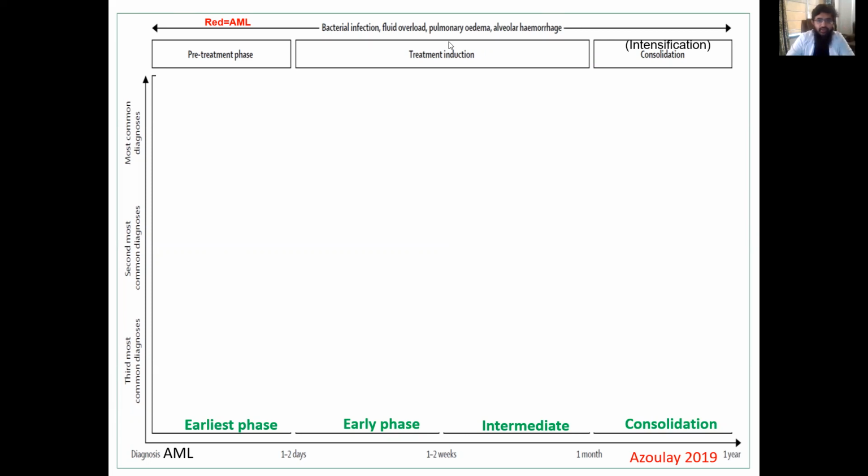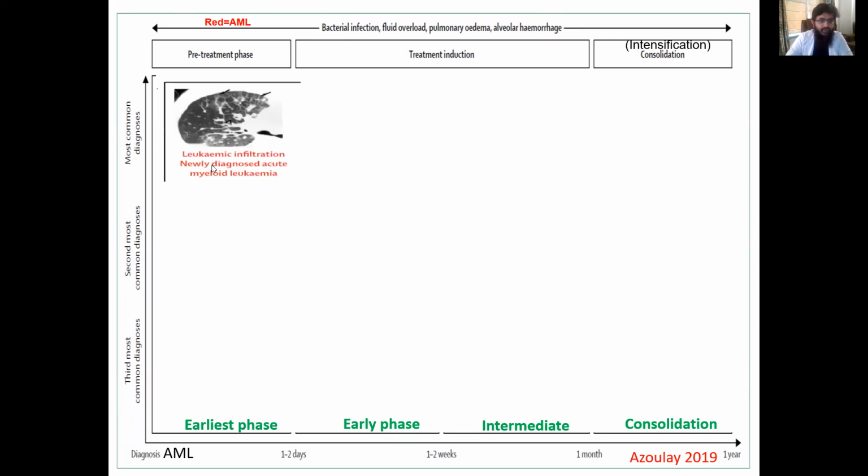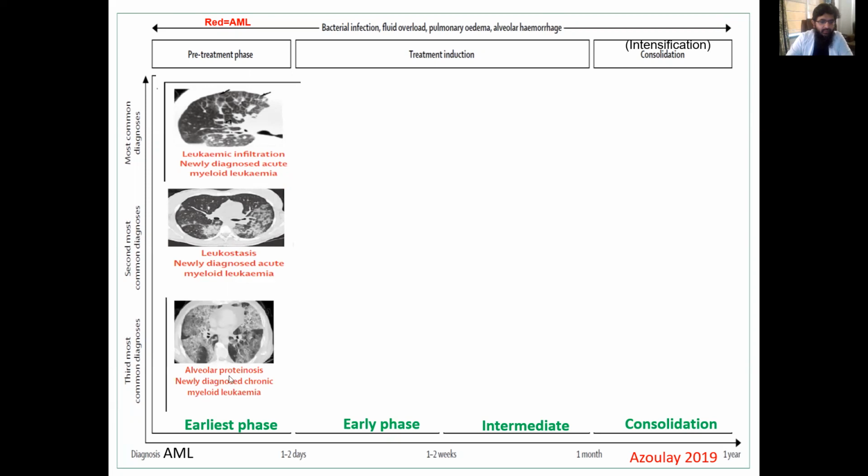Infections, fluid overload, edema and hemorrhage can be seen in any phase. So this is the differential that we can keep in almost all the patients as a basic panel of DDs, apart from specific DDs. Like when the patient comes to us in the pre-treatment phase, the most common diagnosis in a patient of AML needs to be leukemic infiltration, followed by leukostasis, and thirdly, alveolar proteinosis, if it is a CML. This is a sequence of diagnoses that we can keep in our patients and then look into each of these.